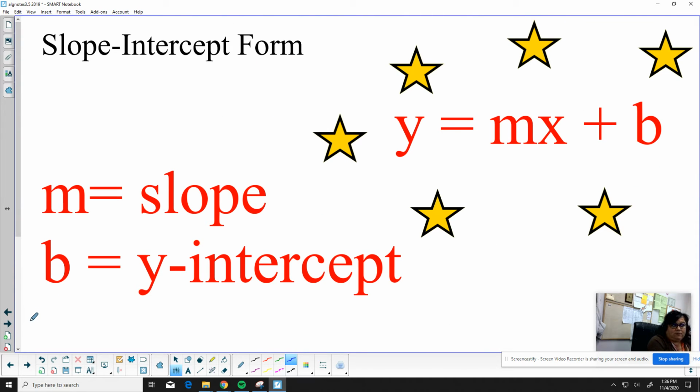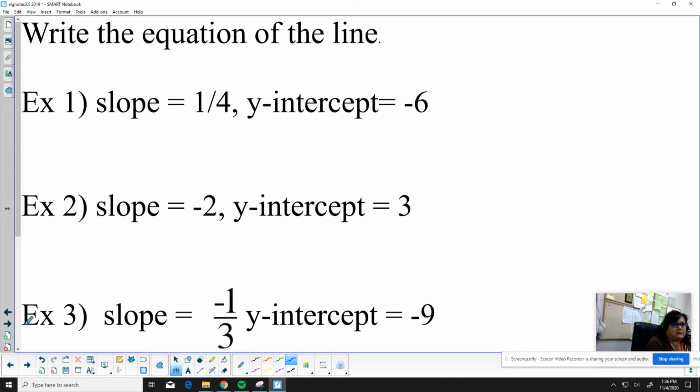All right, so the next formula we're going to talk about is the slope-intercept formula, and we're going to be using this a ton to graph, where m is the slope and b is the y-intercept. Press pause and write that down. That's going to be important to us. All right, so we could write the equation based on what they give us here. The slope is m, and the intercept is b. So this would be y equals 1/4 x minus 6.